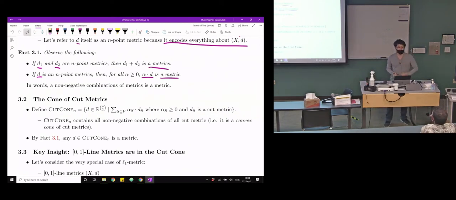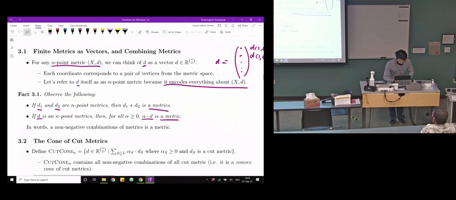Okay. Yes? Could you explain what it means by D encodes everything about X? The second statement, let's refer to D. Oh, okay. What I mean is that instead of writing that X and D is a metric, I want to call D itself a metric, because given D, you know everything about this metric XD. You're not explicitly mentioning the vertices of X. Yeah, let's not explicitly talk about X, because all we need to know is the distance between any 2 points in X.